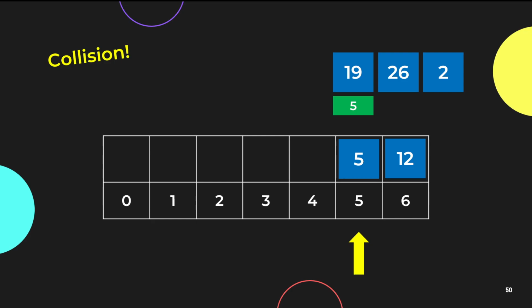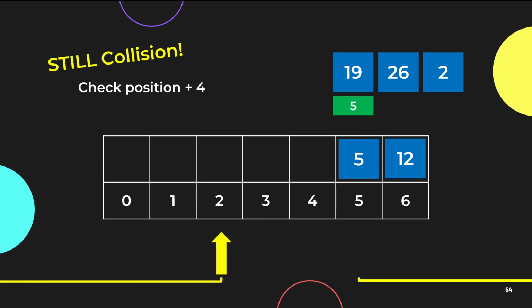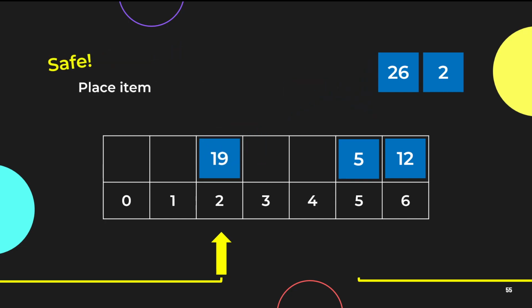So the technique here is you check position 5, but 5 has an item inside, so we move one step to position 6. But 6 also has an item inside, so we move to position plus 4 from the original position. So something like this: you move 1, 2, 3, 4, then we get to position 2. Then we insert. So this is quadratic probing, in the sense that we don't actually fill 0 directly, but we move to 2. Okay, any questions?